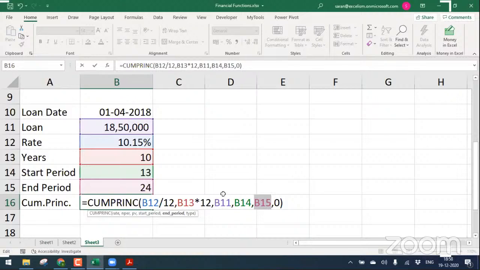Hi everyone, is my voice audible now? Is it okay? Radha, yes, Arun, fine. Other members, please confirm. It's fine, sir. You just explain it from the cum principal example. I'll do that.